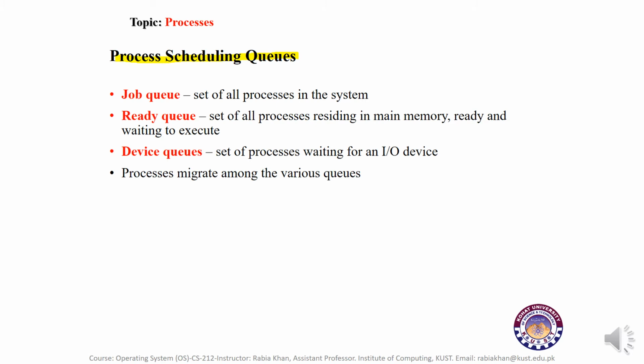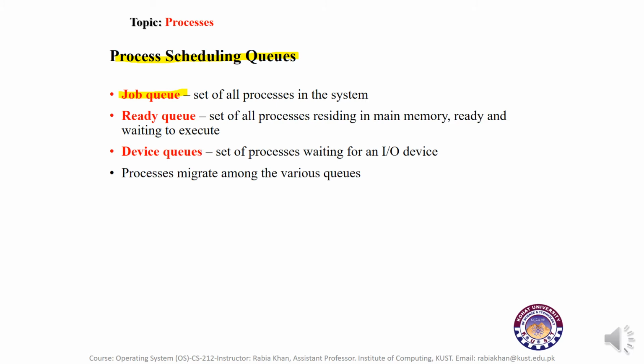The first queue that is very common is known as the job queue. That means jobs, as you all know, are the user tasks which are not currently running on the CPU. So those user tasks are known as the job queue.